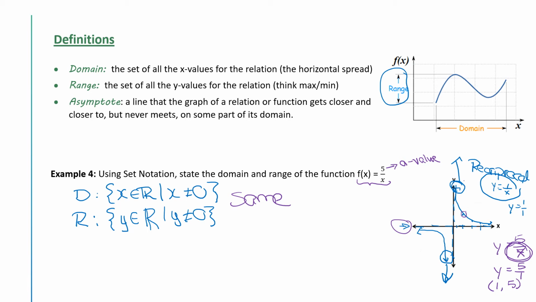The a value isn't shifting it up. If we had a c value, it would lift it all up. That would change the horizontal asymptote. If we had a d value, it would move it from side to side. That would change the vertical asymptote, but the a value or k value, they're not changing those asymptotes. So the domain and range are the same as the parent function. And that notation that you learned last year is called set notation.